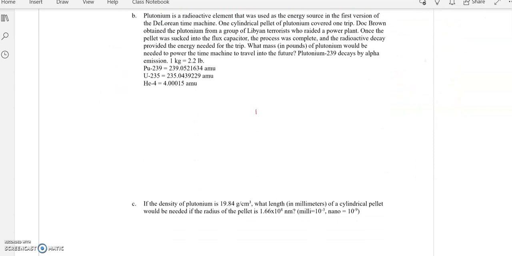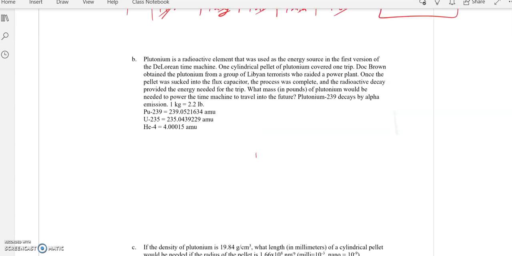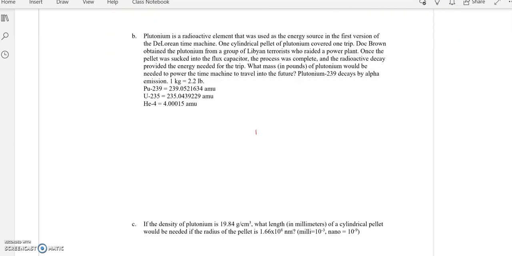Part B, plutonium is a radioactive element, so on and so forth. Don't let yourself get bogged down in the part above. It says what mass in pounds of plutonium will be needed to power the time machine to travel into the future. We already know from part A how much energy we need. We need 9.54 times 10 to the 17th joules. That's going to carry over into part B. We want to know how many pounds of plutonium we need to get that much energy.